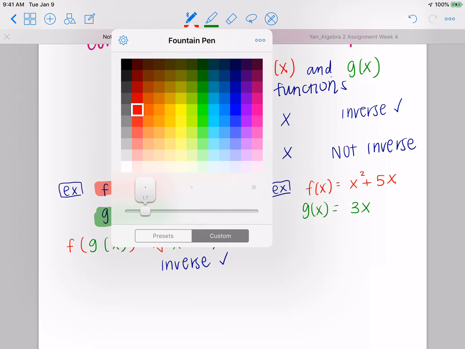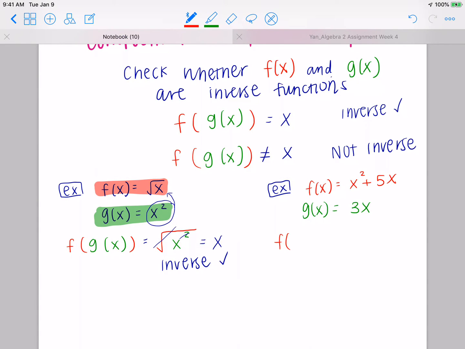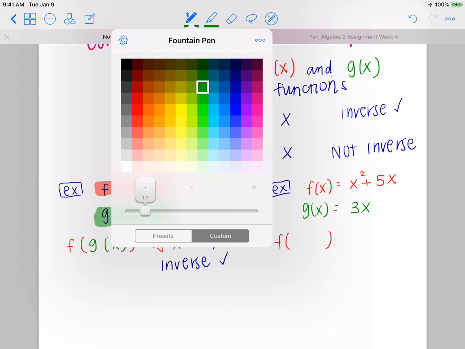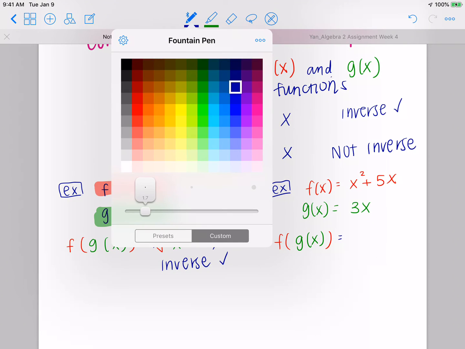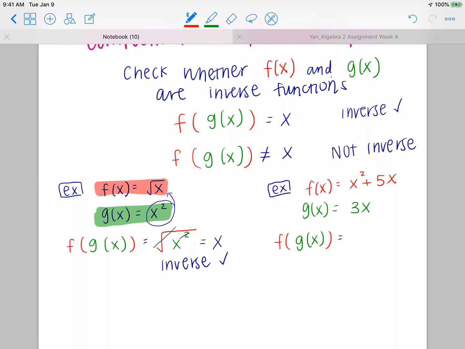What we gotta do is we're gonna set up our g of x inside f of x again, which means I'm gonna write how f looks like. You know how it says x squared plus 5x? Instead of writing those x's, I'm going to put parentheses for them.